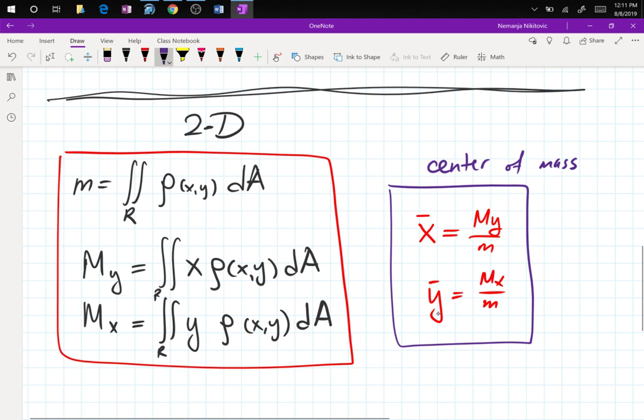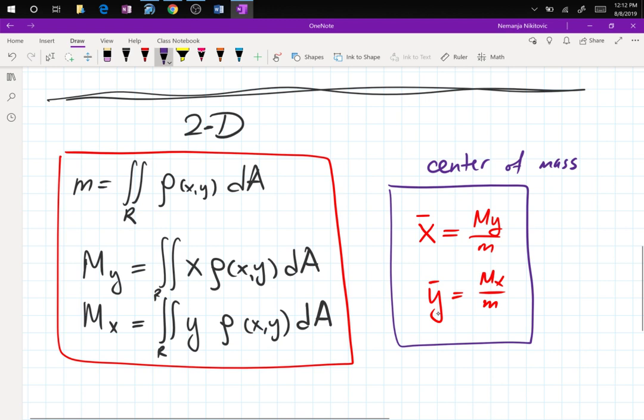Now, these are general integrals. It depends on the shape what integration you are going to use. Your shape could be a rectangle, right? You use xy. Your shape could be a circle. You use polar integrals, double integrals, right? Could be a flower, again, polar integrals.